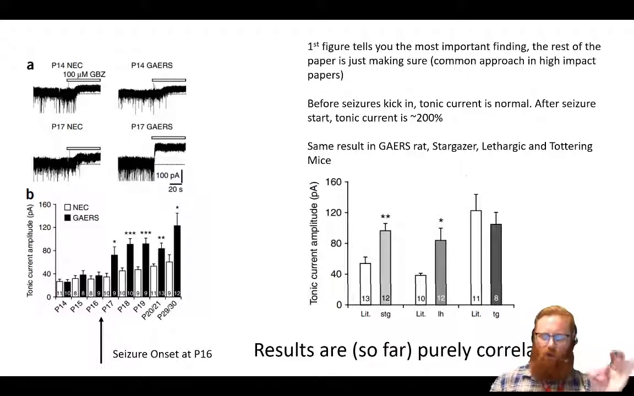Anyway, so we have this increase in tonic current when animals have seizures. It's even temporally correlated, so it happens at the same time, but this is still correlative, right? So we do not know if this is causal at this point.